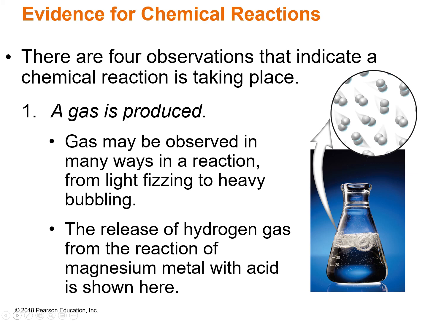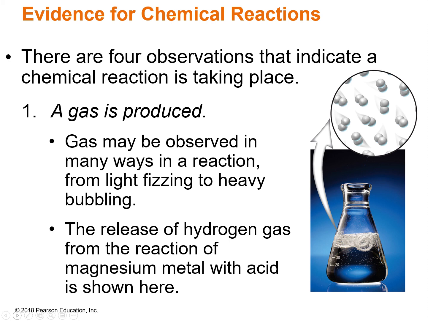Now, there's some evidence that we can use to detect when a chemical reaction is occurring, because you can't see what's going on with all the individual atoms. My eyes can't do that. Maybe yours can because you got young eyes, but mine cannot. So there are 4 observations that you can make, and each one of them is an indication of a chemical reaction. So you don't need to see all 4. You just need to see at least one of these for evidence that you're looking at a chemical reaction taking place. The first one is that a gas is produced.